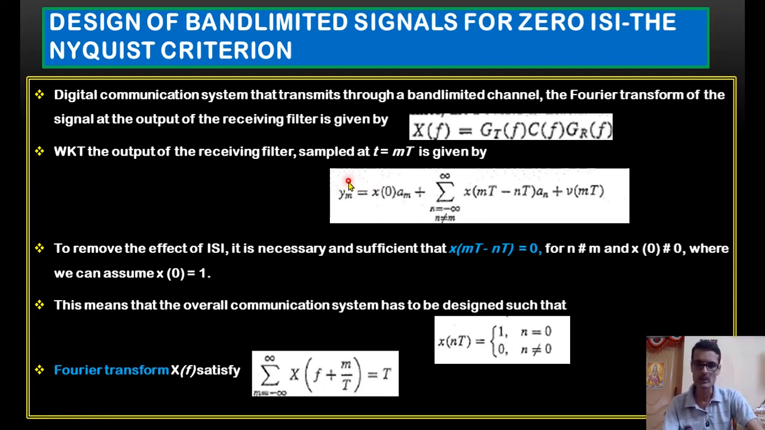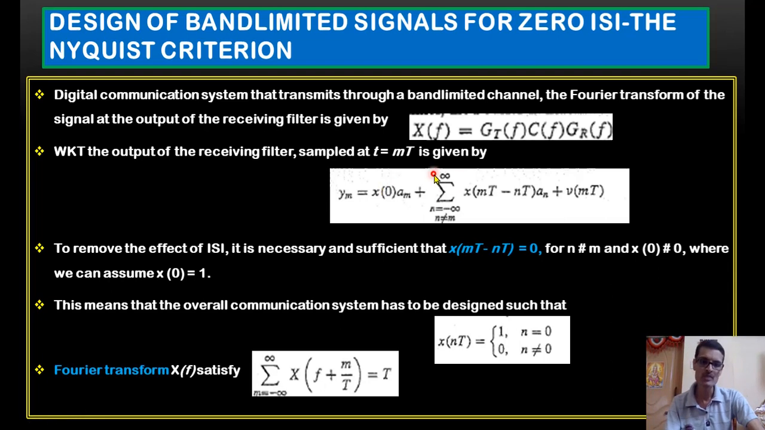This is the signal I will get, ym, which is equal to the actual symbol I am expecting, that is x of 0 times am, plus the term v of mT. What is v of mT? v of mT is the additive white Gaussian noise. That's what I expect. Even if there is no noise, I expect only this particular symbol to be present in the output of the receiving filter at the mth interval of time.